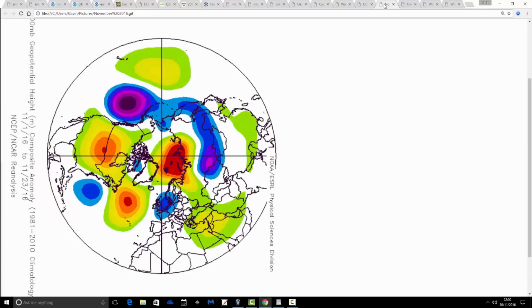And then in the last update, we had a look at Novembers with a lot of blocking. It was a mixed bag with that, not a huge sample to go at, but this is how November 2016, in terms of reanalysis, is shaping up, with quite a lot of high pressure over the Arctic and a trough underneath and across Western Europe. That's a pretty cold looking signal.